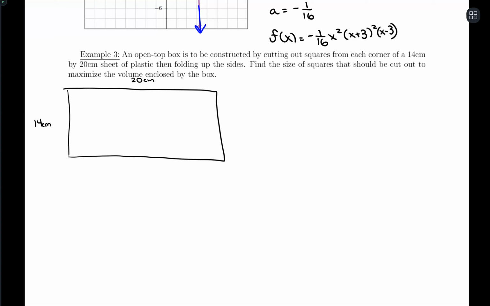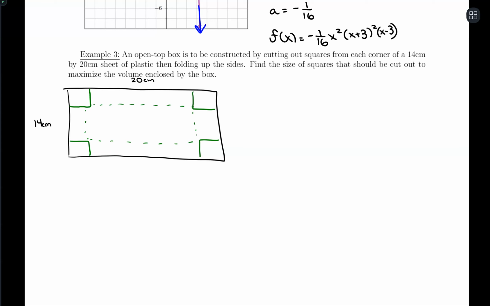And what we do is we cut out corners, and we're going to use squares in the corners. So we'll have the upper left, lower left, upper right, lower right. And what that lets us do is we have these sides that then fold up and connect to make an open top box. So what we want to do is find the size of squares that should be cut out to maximize the volume of the box.